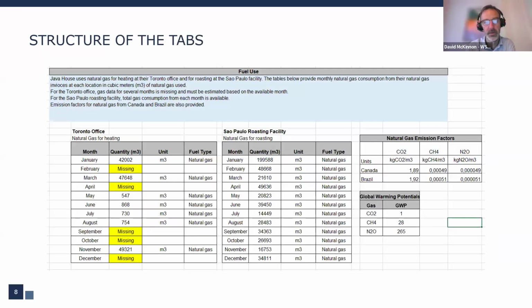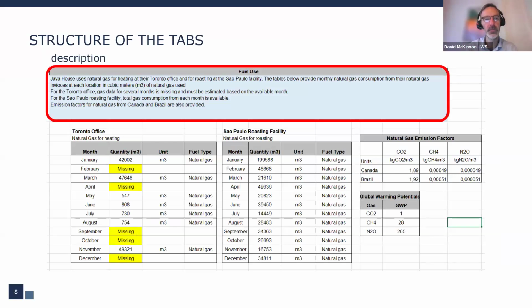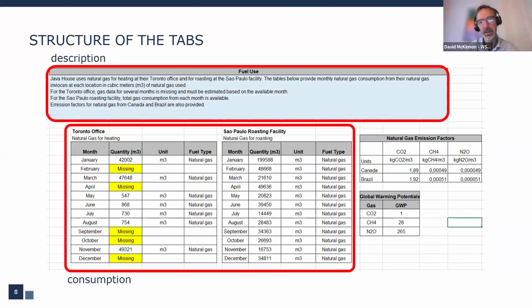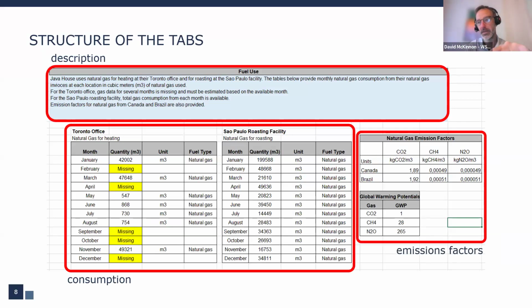For example, this is the structure of the tab. You have a quick description at the top, so fuel use in this case, then you have consumption data for that fuel, and then you have emissions factors. And this is the same for all of the tabs. And all of the information that you need to complete the calculation for greenhouse gases, for example fuel in this case, is here.